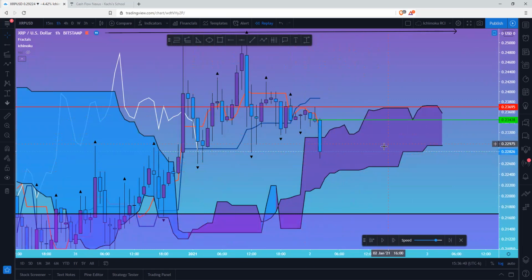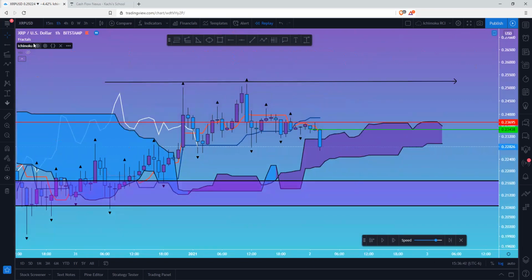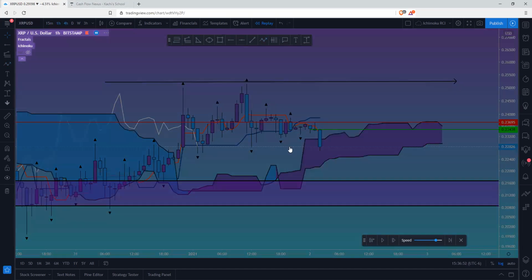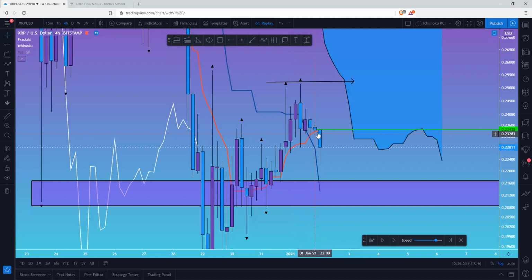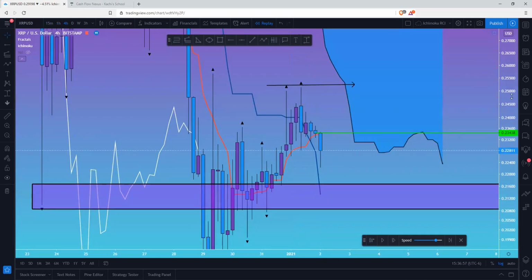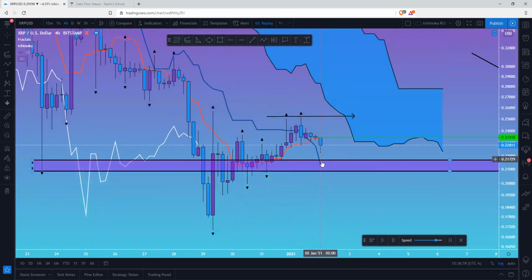We do have support in here, so we do have to be cautious. But remember, this is a rally base drop. And we were going off the 4-hour chart. Market's back into equilibrium, so we may see the market come back down to here.